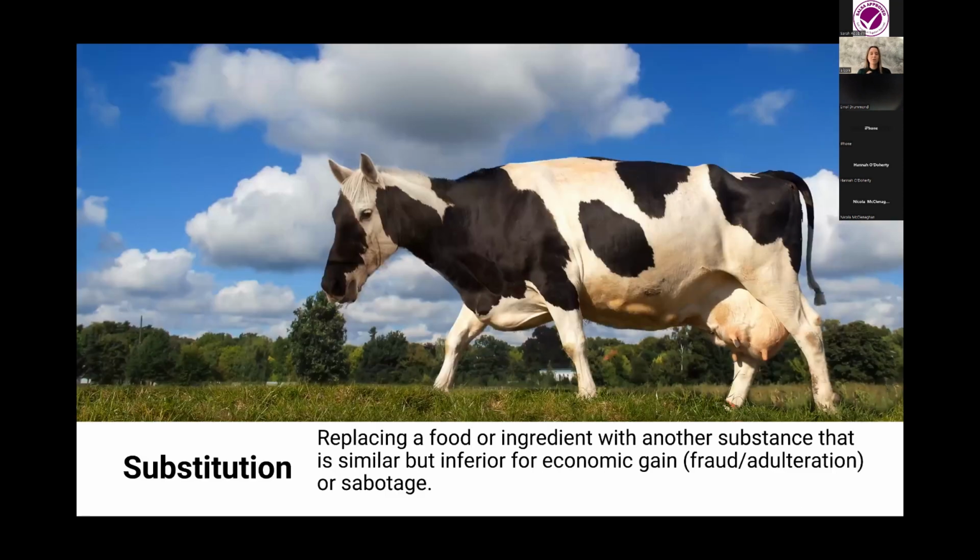So substitution then, a perfect example of this is where we had Horsegate, which I think we all remember, wasn't too long ago. Well, actually, it was about 10 years ago, wasn't it? But it's still fresh in everybody's mind. So it's about replacing a food or an ingredient with another substance that is similar but inferior for an economic gain.